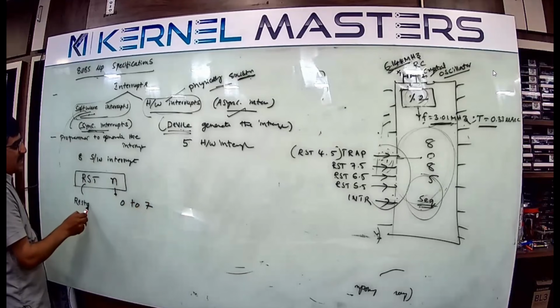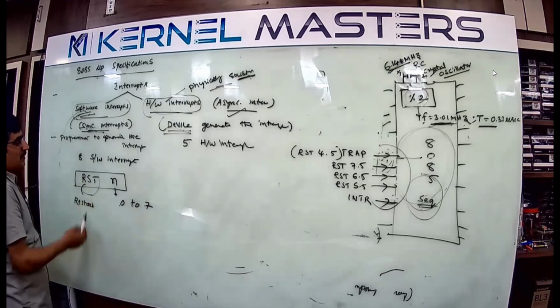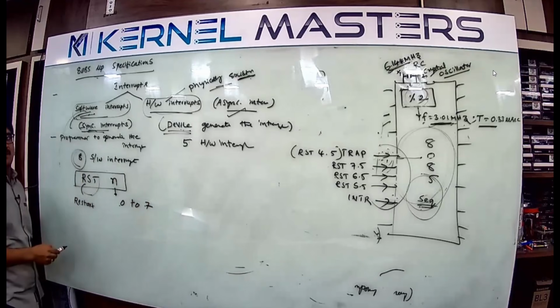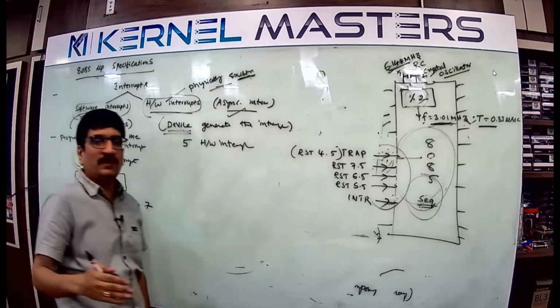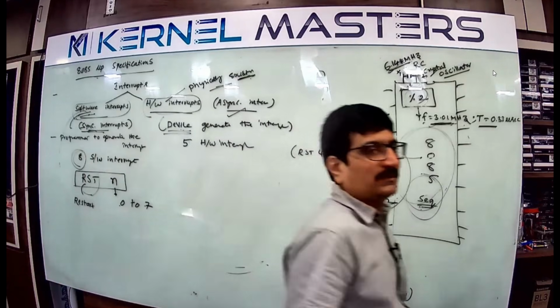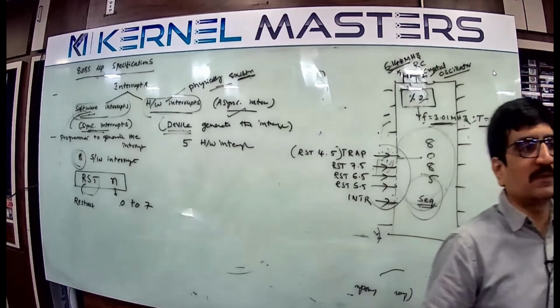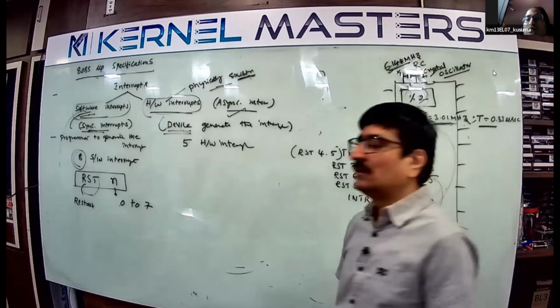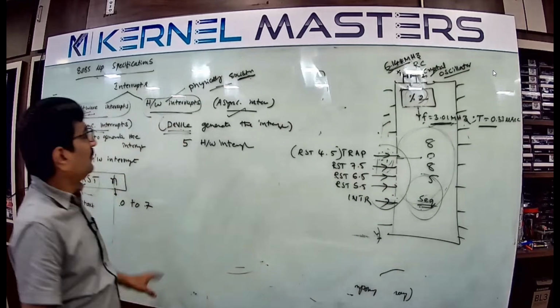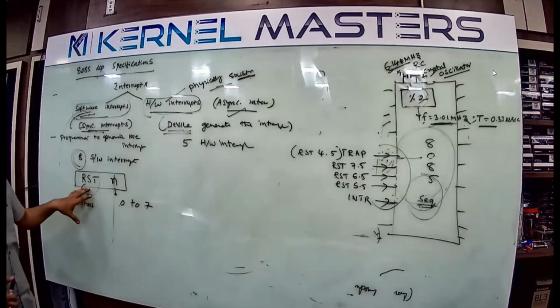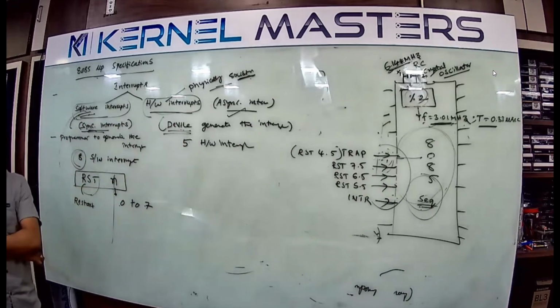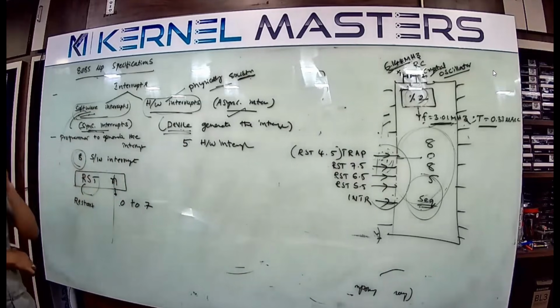In general, RST is a software interrupt, and N is 0 to 7. How many software interrupts are there? 8. RST 0 is the first software interrupt, RST 1 the second, RST 2 the third, and so on. There are 8 assembly instructions. So any microprocessor compulsorily has two types of interrupts: hardware interrupt and software interrupt. That is the 8085 story.